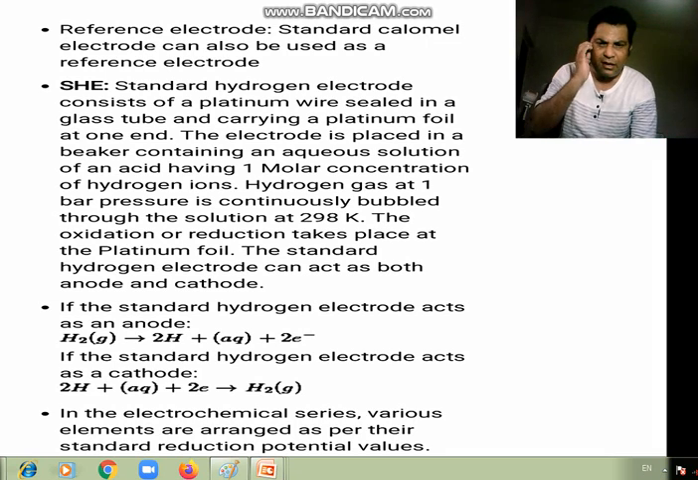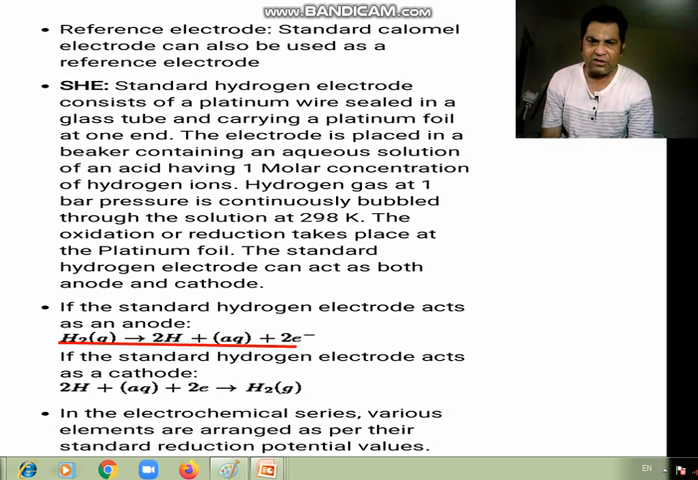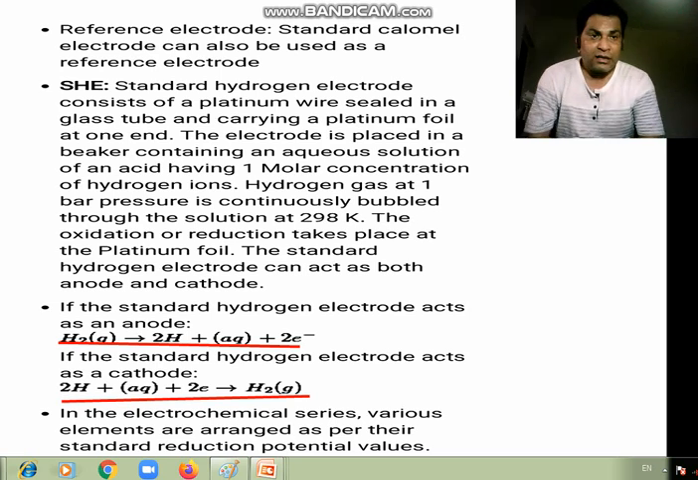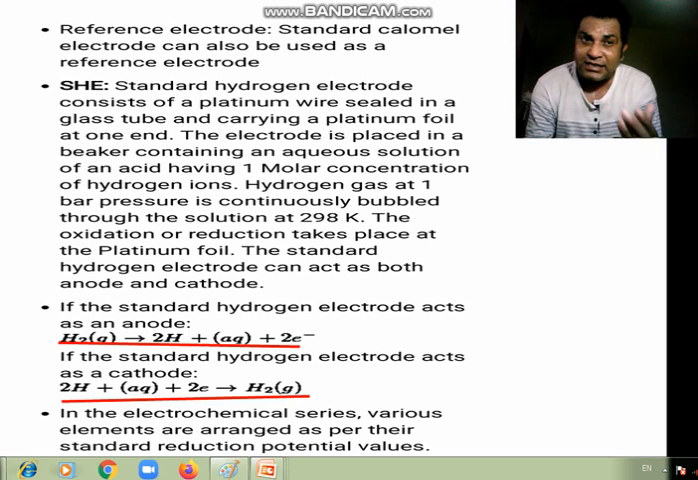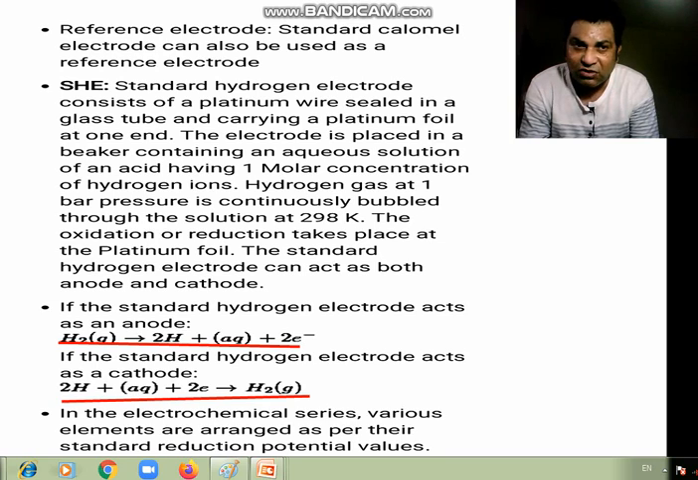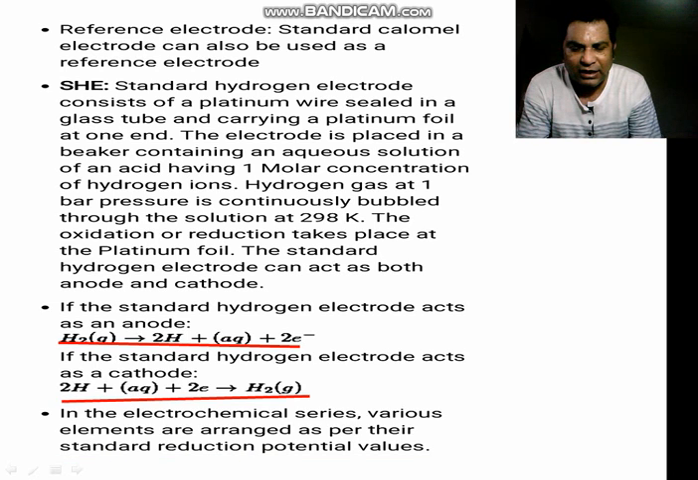Okay. Now hydrogen can be written in two forms. If it is used as an anode, then this will be the reaction, and if it is used as a cathode, then this will be. So there are two ways you can take hydrogen, as an anode as well as a cathode. You can arrange it this way as an anode and this way for a cathode. So these are the reactions of the anode and cathode.